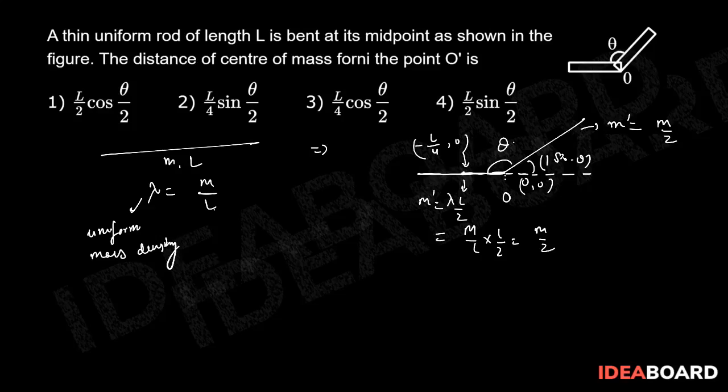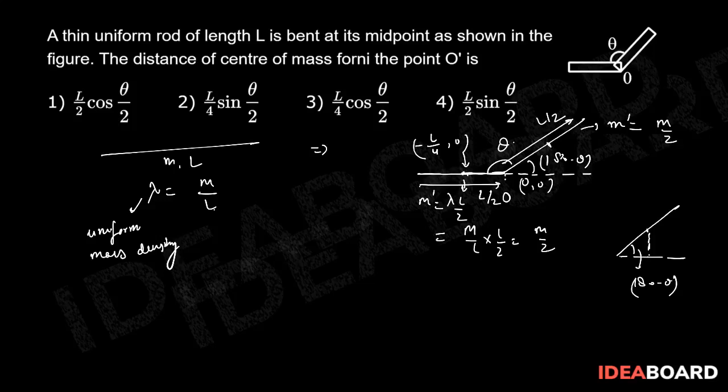Am I clear with this? Because this point will be 0, and the length is L by 2, so this midpoint will be L by 4. Why minus? Because it is leftwards from the origin. And for this rod, which is of length L by 2, the center of mass will be somewhere here. So what will be the coordinates for the center of mass for this rod? This angle is 180 minus theta.